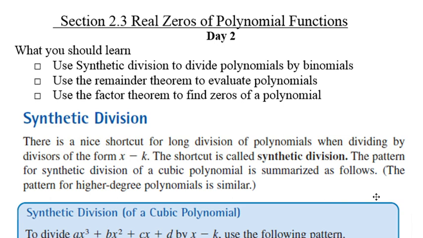All right, we're going to be continuing on now with day 2 of section 2.3, real zeros of polynomial functions. And today, what are we going to learn? We're going to be learning three things. We're going to learn how to use synthetic division to divide polynomials by binomials. We are going to learn how to use the remainder theorem to evaluate polynomials. And thirdly, we're going to use the factor theorem to find zeros of a polynomial.